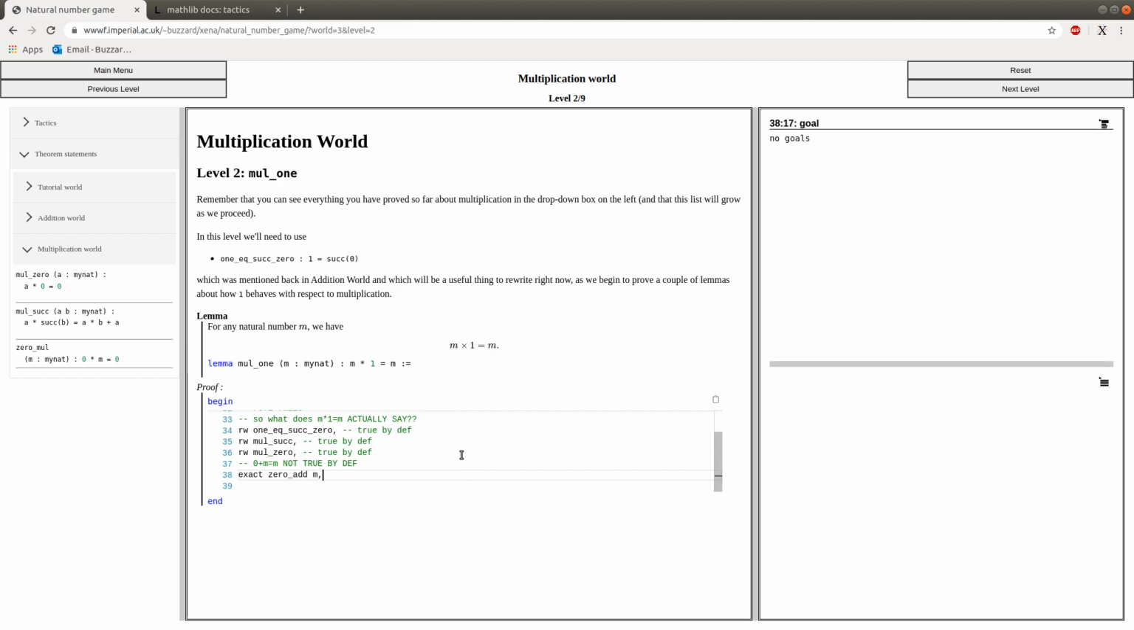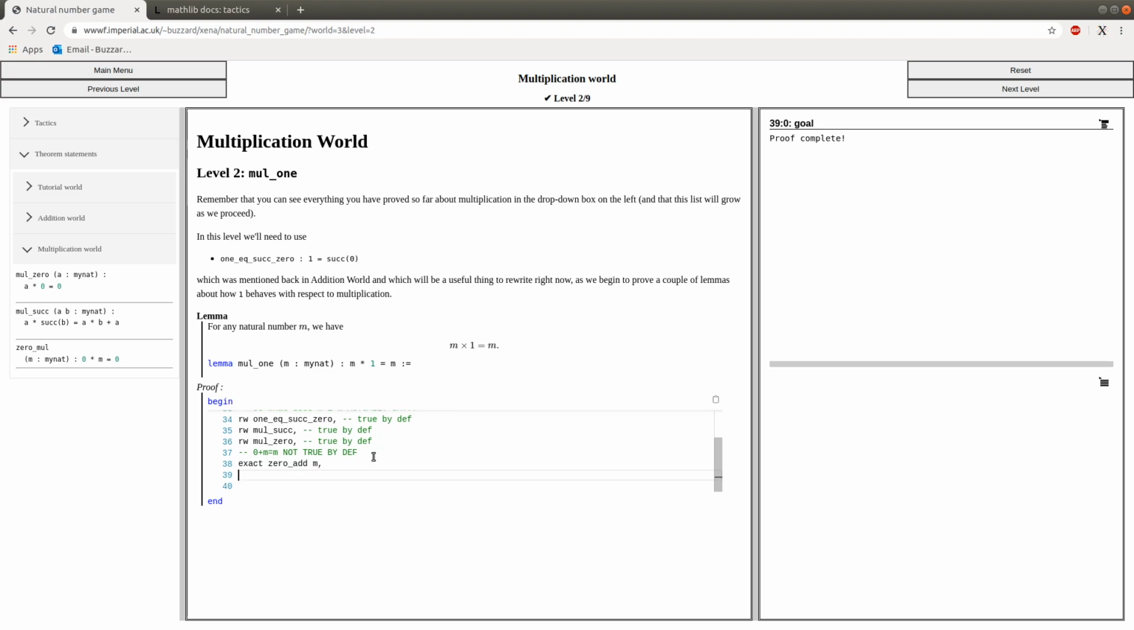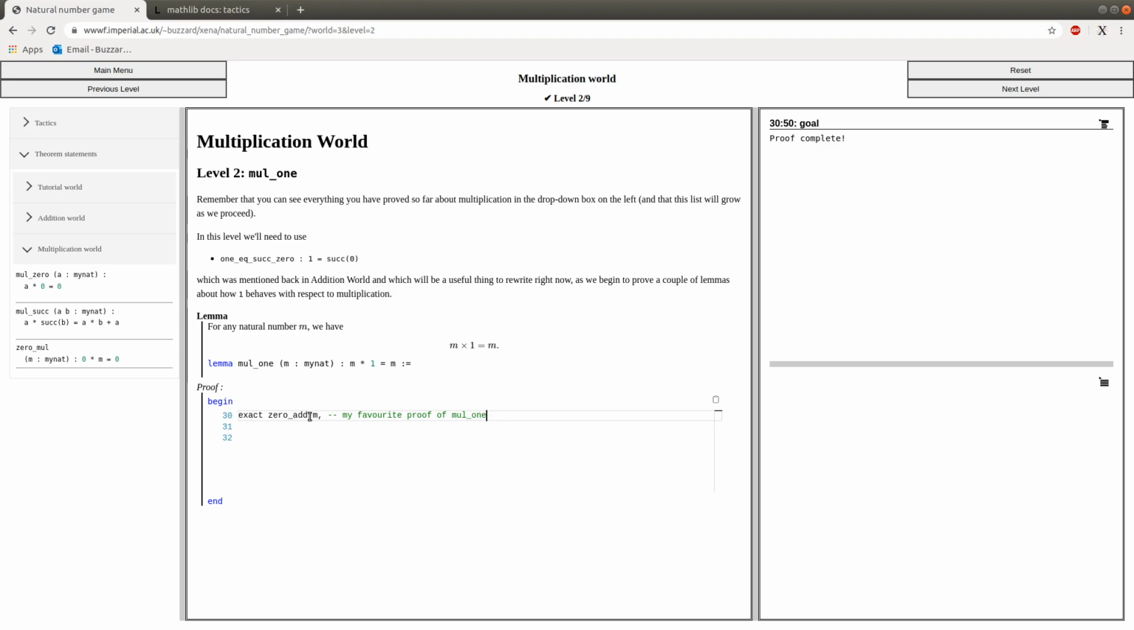There. So all of those things were true by definition. Oh, let's get the tick. So we can kill all of this stuff here. There. So I think this is my favourite proof of mul_one. You can prove mul_one by using zero_add, because mul_one and zero_add are the same statement, right? They're the same definition, which is quite surprising.